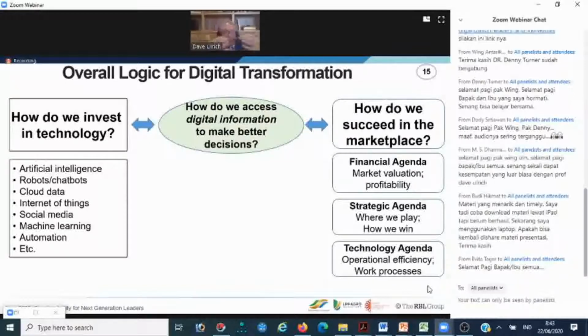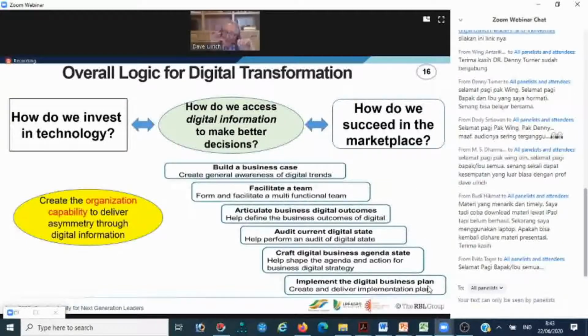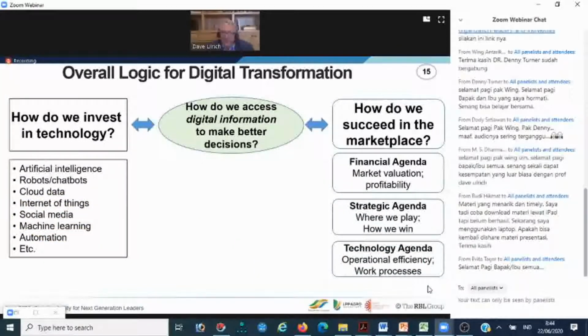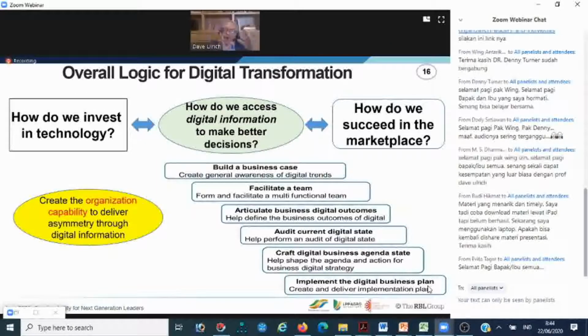All that technology does is give me information. It gives me information about what the customer wants, what the employee needs, and gives me information about time and space and cost. Our job, if we're going to live in a digital world, is to create the organizational capability to deliver asymmetry of information through digital. That's it. In this digital world, with all of these new technologies coming, cloud data, Internet of Things, social media, can I create an organization that harnesses digital information?